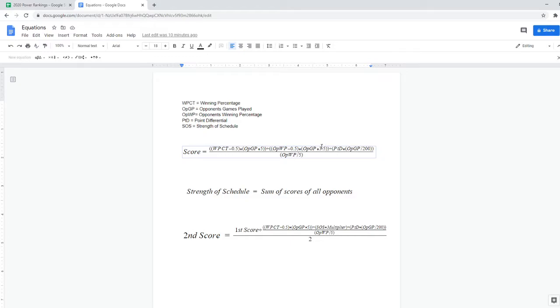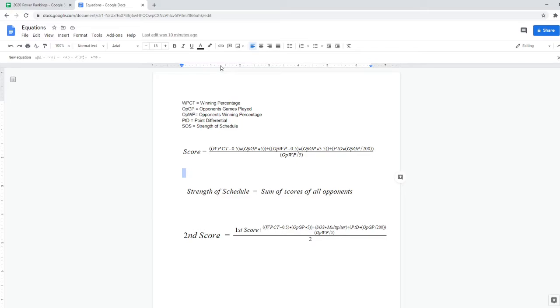And then the last thing is we multiply it by 3.5. Now, I talked earlier about how the winning percentage was multiplied by 5. Why is the opponent's winning percentage multiplied by 3.5? Well, that's because I think that's a simple ratio that basically values how much those two parts of football are really important to determining how good a team is.